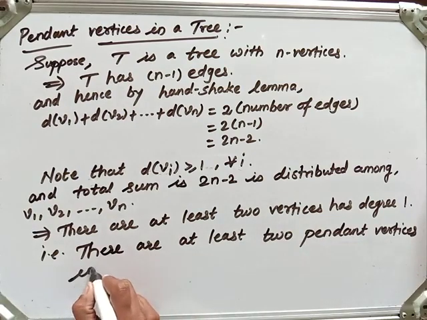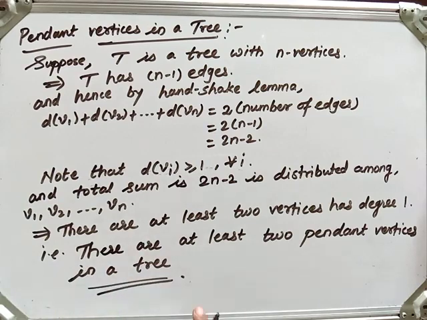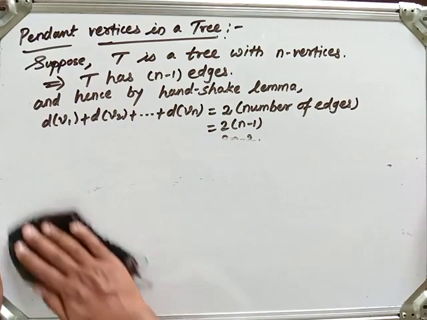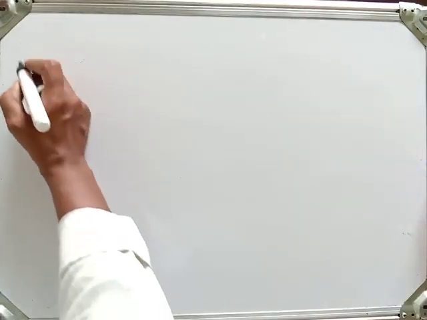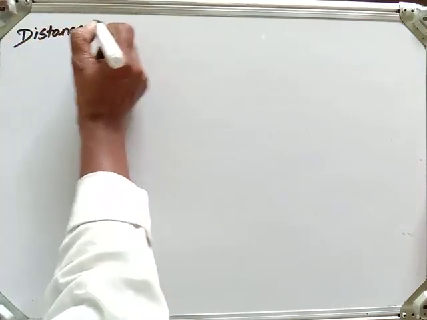In a tree. This is an important thing. Remember, at least 2 pendant vertices are there. Fine. Now the next definition, let's see distance in a tree. Let's see first that, then further see center in a tree. So distance in a tree, let's see that part first.